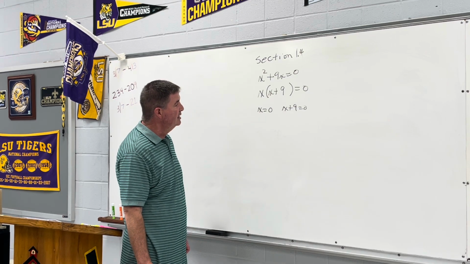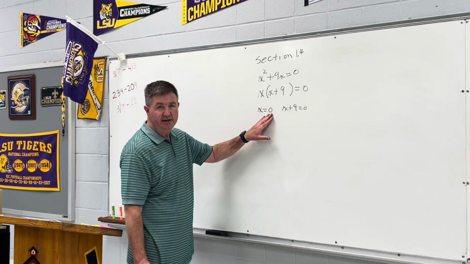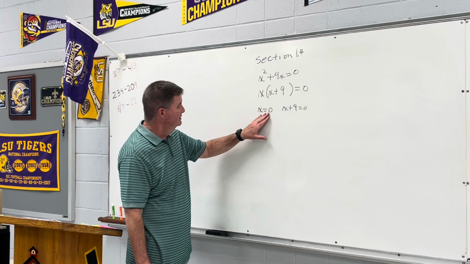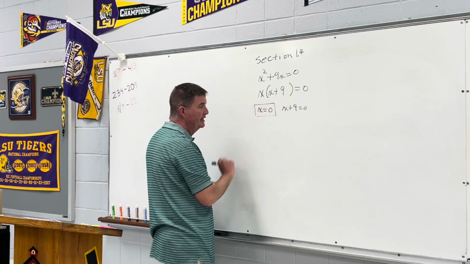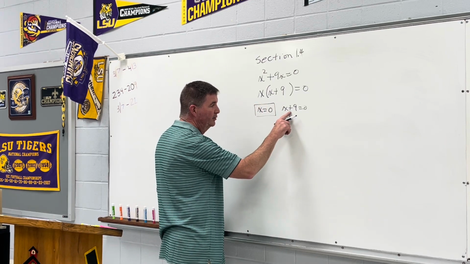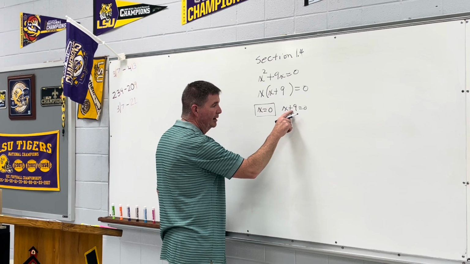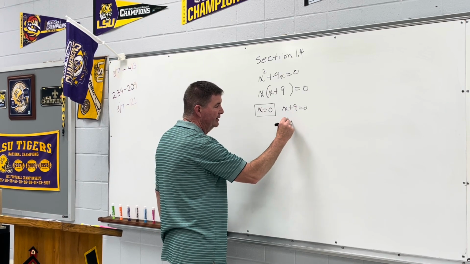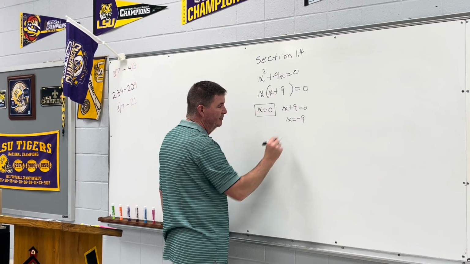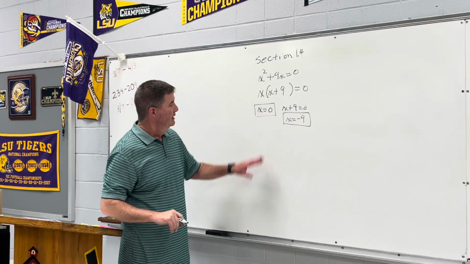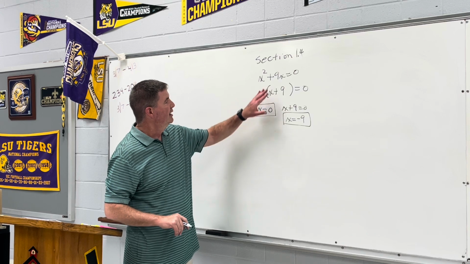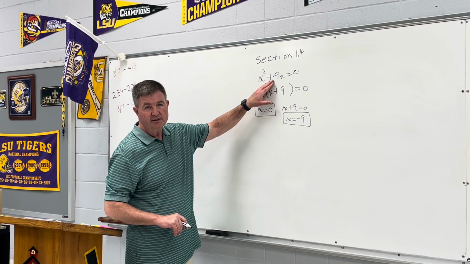So in order to solve, we need x equals a number. The one on the left is here already, x equals 0. So therefore, this is an answer. The other one, we need x by itself, so I'm bringing 9 to the other side. So I subtract 9 from both sides, and x equals -9. 0 and -9 are the solutions to this problem.